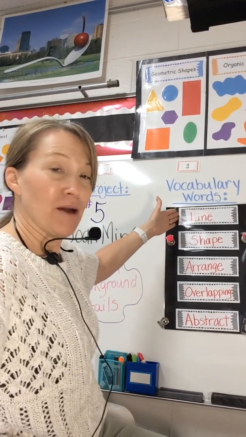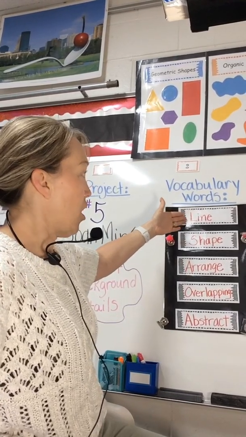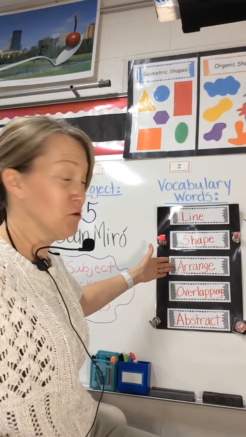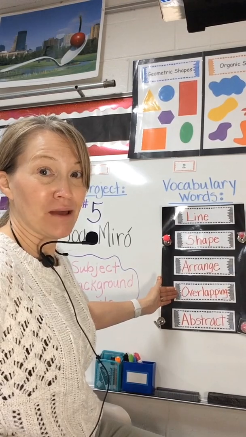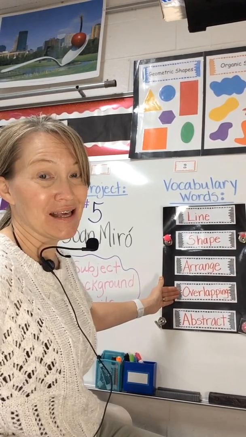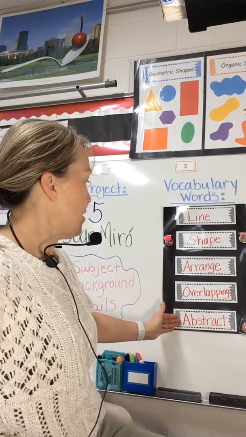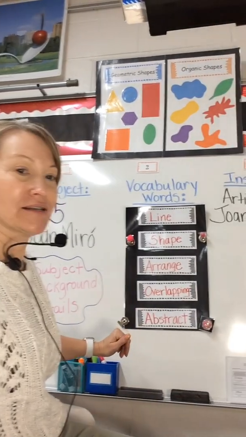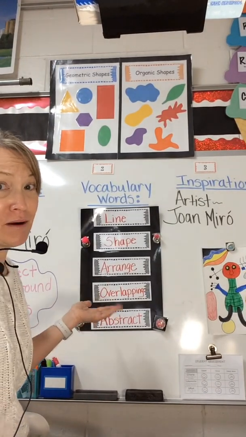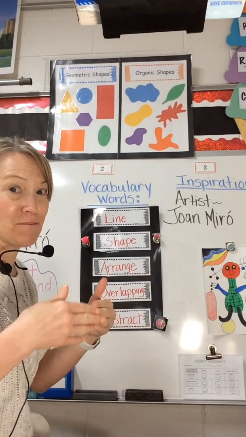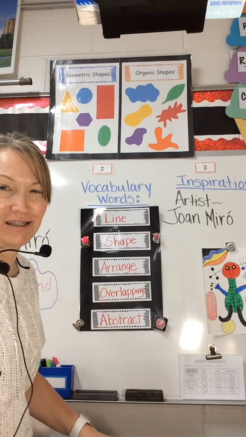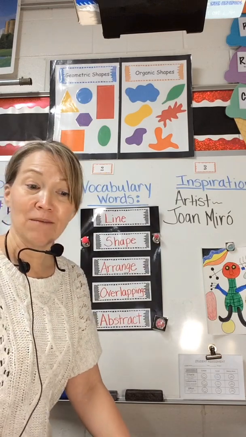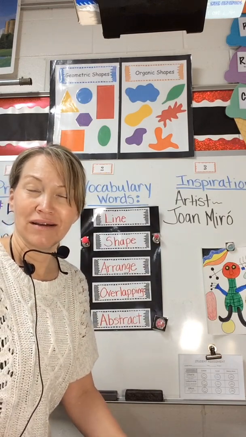Now, our vocabulary words for this project are line, shape, arrange, that's a new one, overlapping, we talked about that with the leaves, and abstract. Now, when we made Grumpy Monkey, remember, we talked about overlapping the leaves? Yeah, so we talked about that once before. But abstract, that's another newer one. Abstract is just out of the norm.